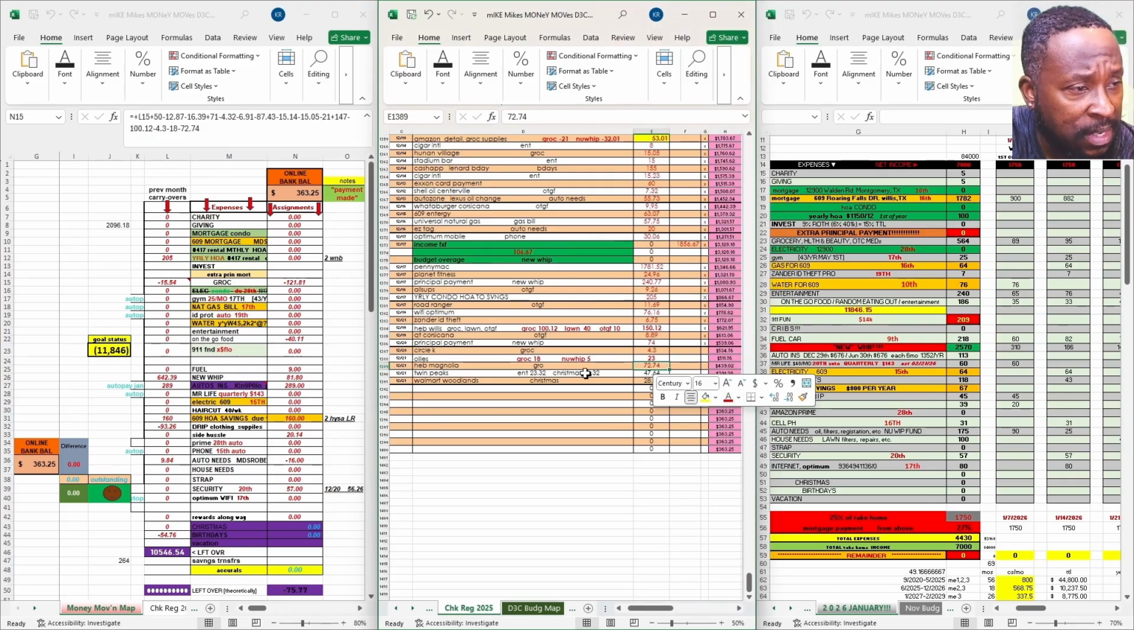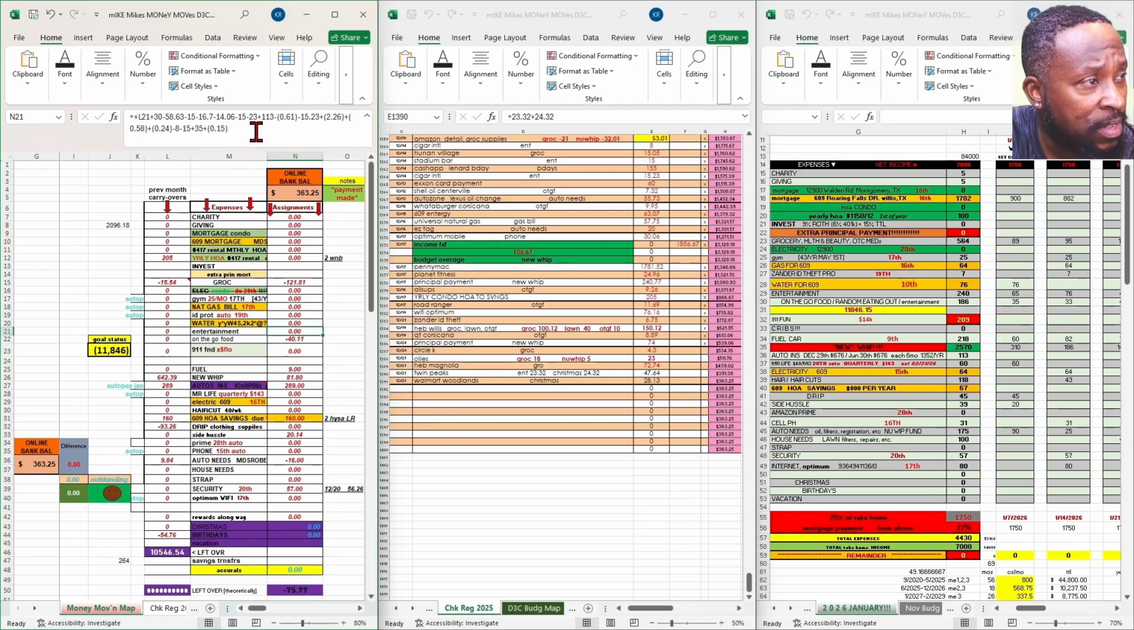That's done. Now I got another double entry here. I got 23.32 going to entertainment. Go over here to entertainment. Go up in the formula bar. I'm gonna put in minus 23.32. Enter. And then I got 24.32 going into Christmas.